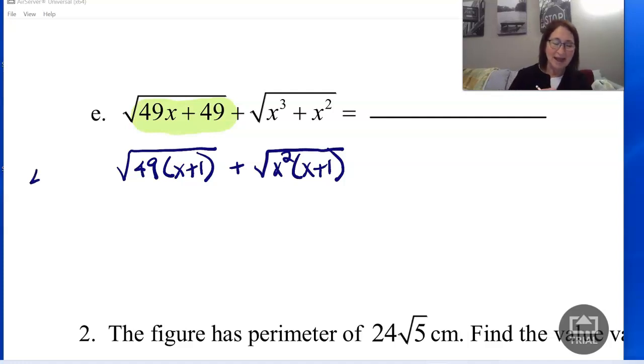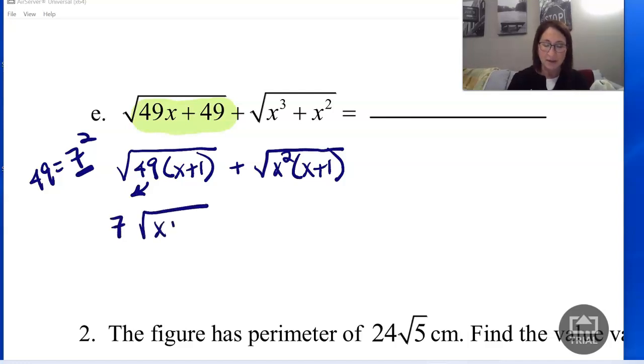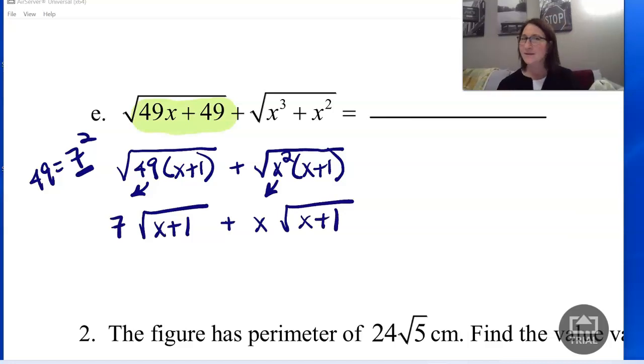So 49 is the same as 7 squared. So that means we could bring out a root of 7, and then underneath that radical, we're left with x plus 1. Then out of the second one, the square root of x squared is x, and we're left with x plus 1. Such a lovely thing. So now I have like radicals, so I can add them.